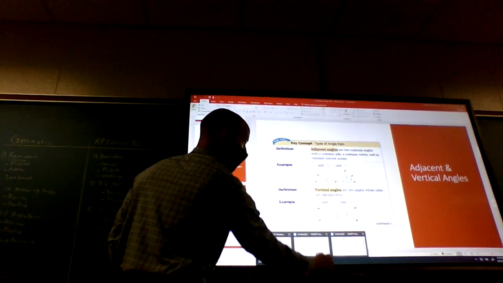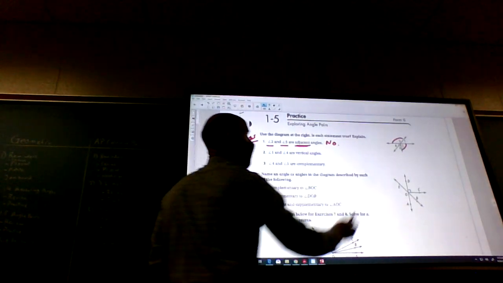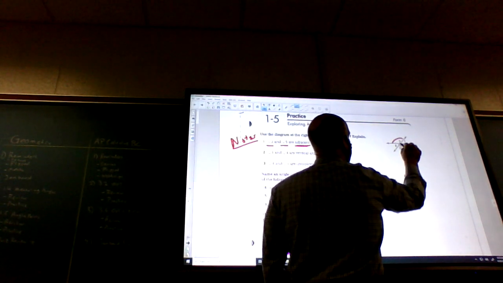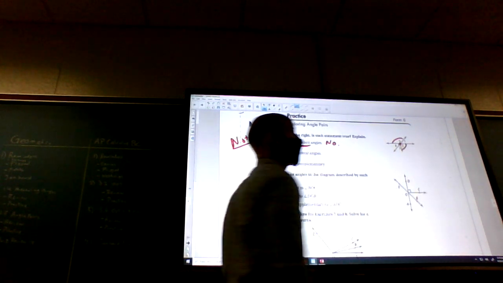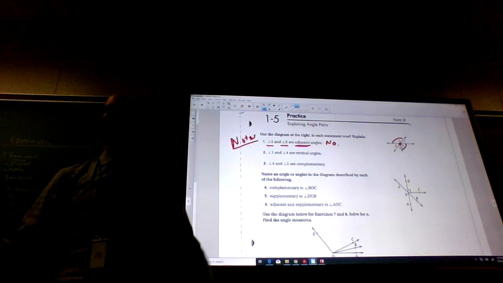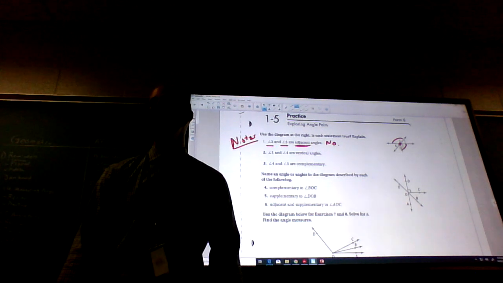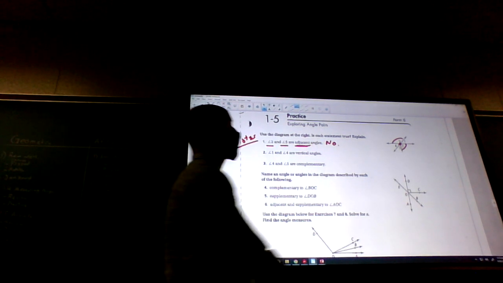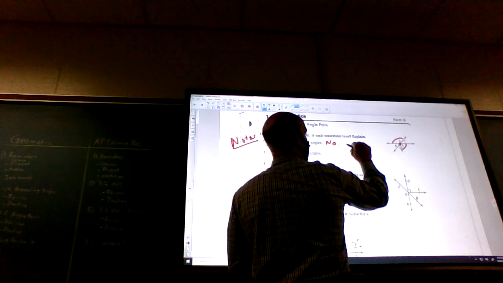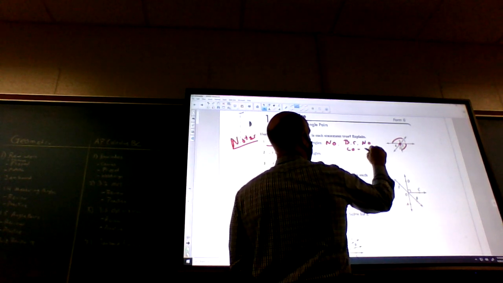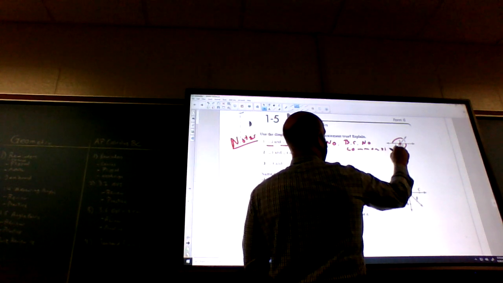So when we go back over here, do these two angles have a common vertex? Do they have a common point right there in the center? They do, so they have that. Do they have a common side? They do not. So that's why these are not adjacent. I would say because no common side. So that's why it's no.